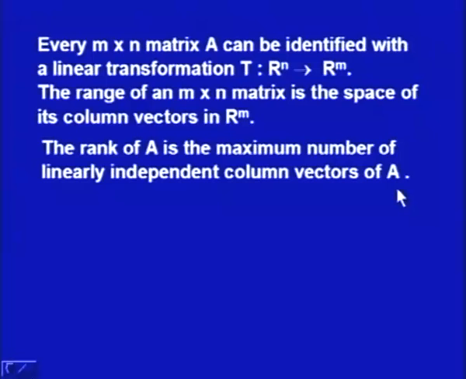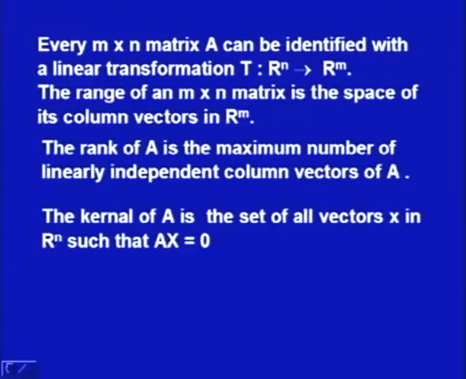A will have a number of column vectors. The independent column vectors will constitute the basis vectors for the space, and that is why we say the rank of A is the maximum number of linearly independent column vectors of A. Then the kernel of A is the set of all vectors x in Rn such that Ax is equal to 0. All these definitions are actually taken from the definition of linear transformations. Once we have identified the linear transformation and matrix representation, one can very easily write down these things.